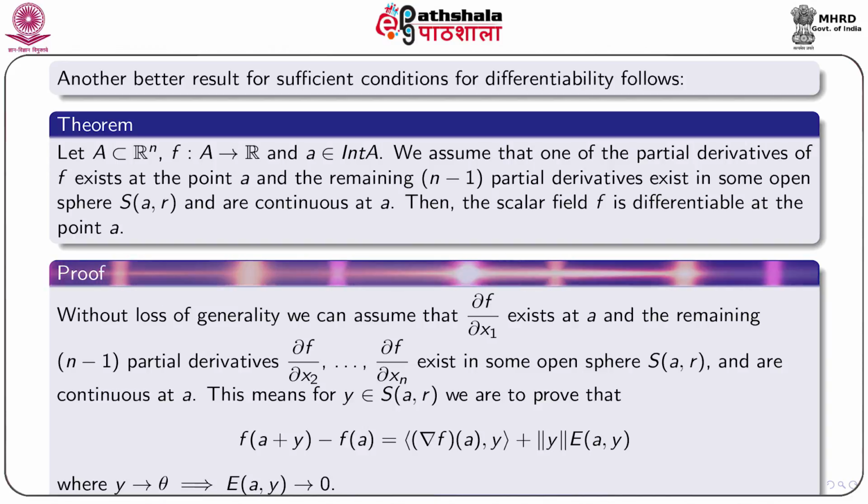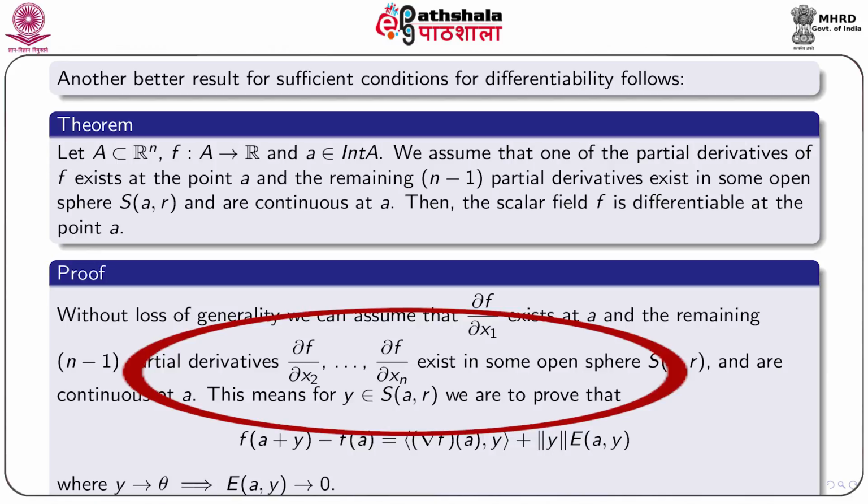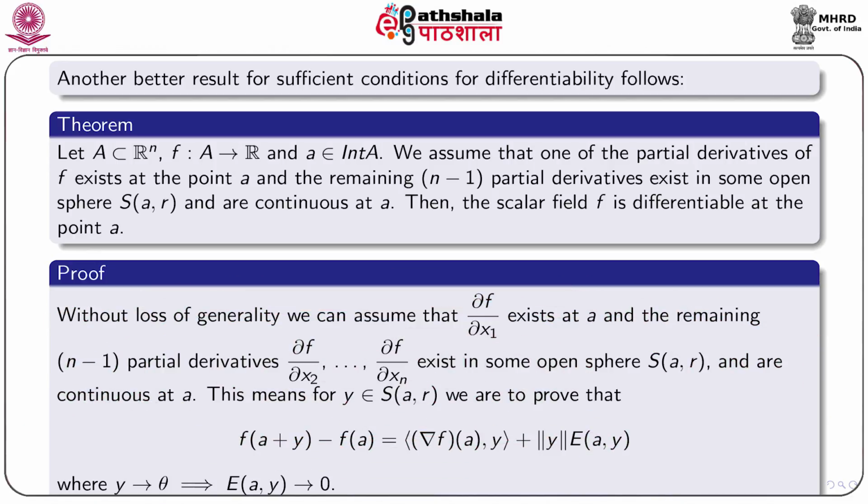We give the proof, it is similar to the earlier one. Without loss of generality, we can assume that del f del x1 exists at A and the remaining n minus 1 partial derivatives del f del x2 up to del f del xn exist in some open sphere S A R and are continuous at that point A. This means that for every suitable y, we are to prove f of a plus y minus f of a equals inner product grad f a, y added with norm y E a y, where E a y should approach 0 as y goes to origin.